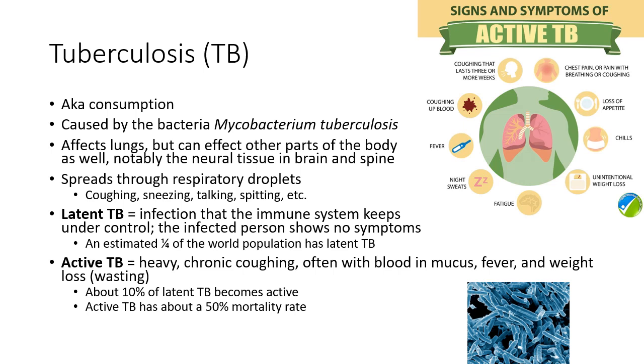And this is where you have heavy chronic coughing, you often cough up blood, you have fever, and you have weight loss. And that's also why it's called sometimes wasting disease. And that's where consumption comes in, because it's like the body is wasting away. About 10% of latent TB cases become active, and active TB cases have a 50% mortality rate.